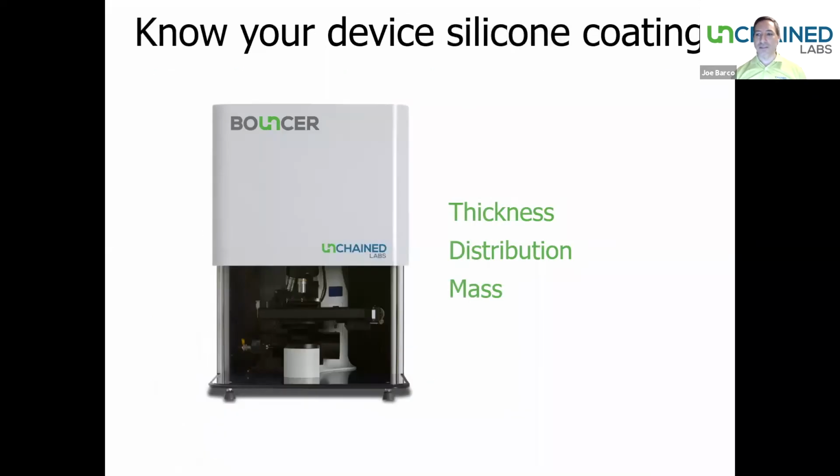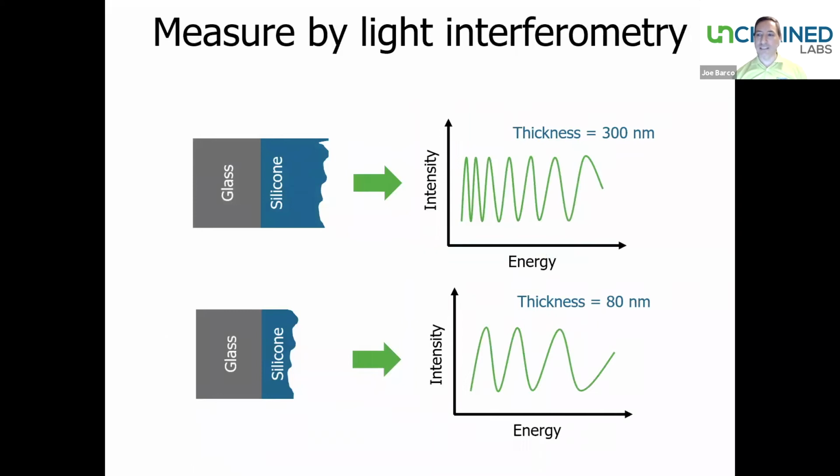So what does Bouncer do? Bouncer addresses a part of this problem, which is to look at the syringe coating. Bouncer has a technique that allows you to measure the thickness of the syringe siliconization and the distribution of that silicone throughout the barrel. With that information, you can extrapolate the silicone mass within the device, as well as get a picture about how it's distributed. The techniques it uses are fairly straightforward.